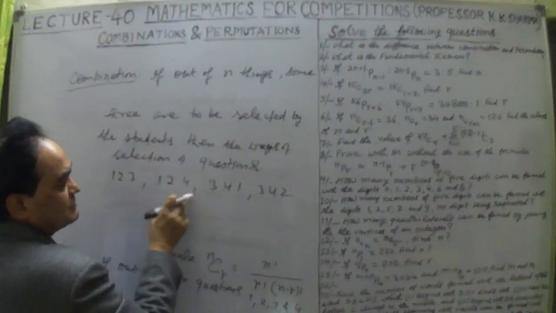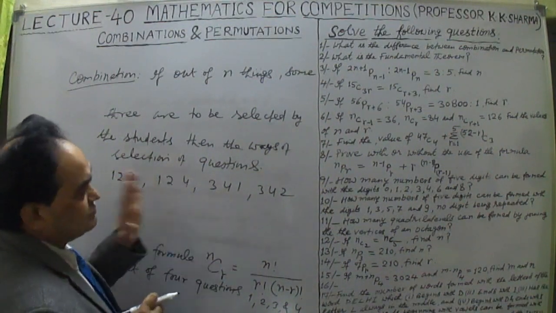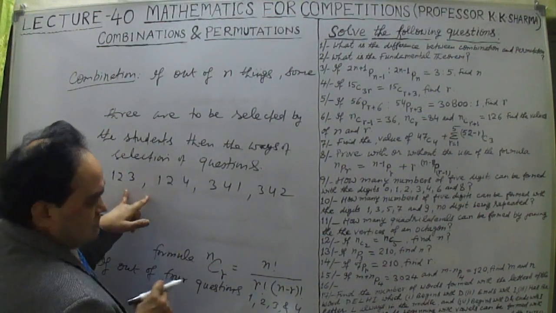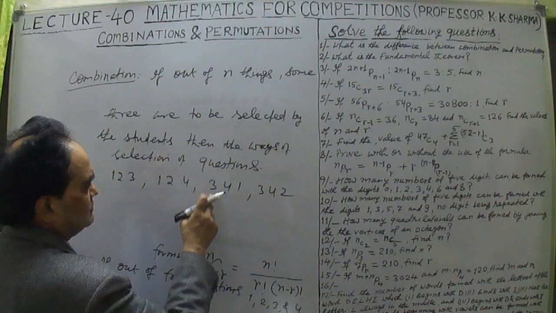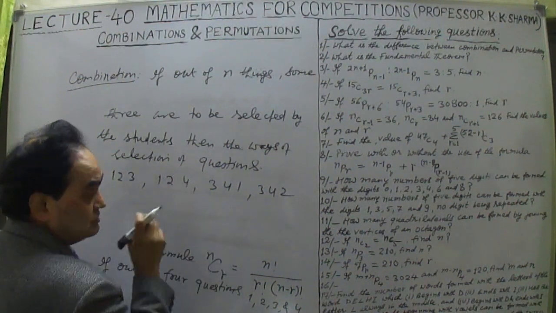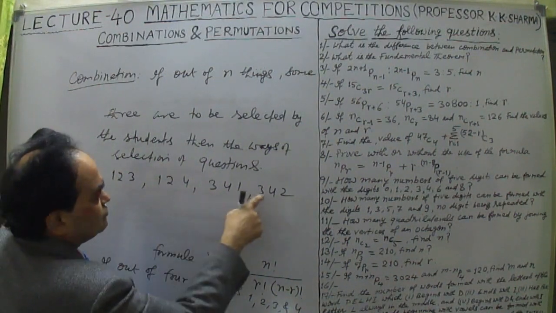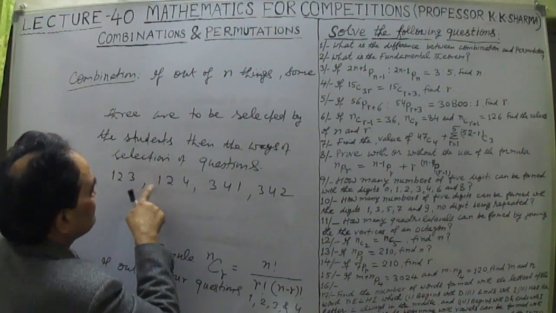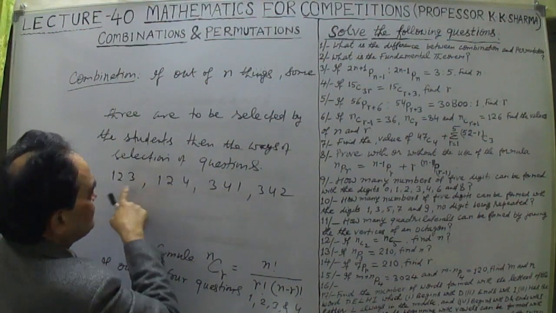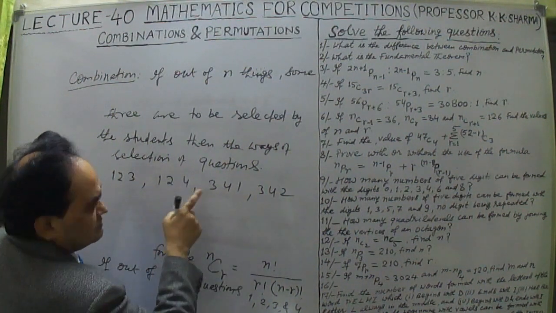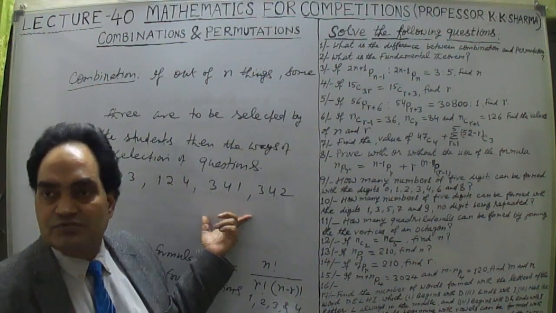selected irrespective of order. Order is not mentioned, and there are four different possibilities of selection of 3 questions out of these 4 questions. 1, 2, 3, 1, 2, 4, right? And 3, 4, 1. Now in this case, we are seeing that 3 is coming 3 times. 1 is also coming 3 times. 2 is also coming 3 times. 4 is also coming 3 times. These are the 4 unique ways, right?